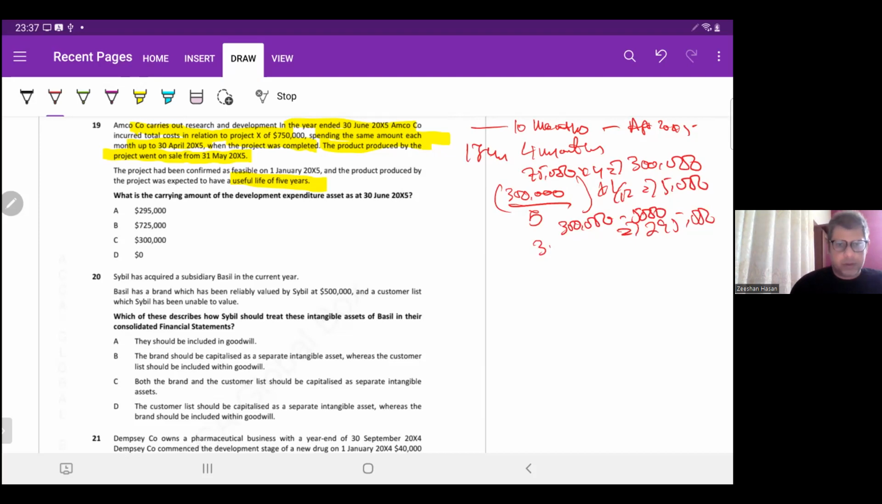So 295,000 is the answer. But if you chose C, you have forgotten to amortize the development cost, and if you chose B or D, you have either capitalized the full amount or capitalized none of the costs. So far, so good. Moving ahead.